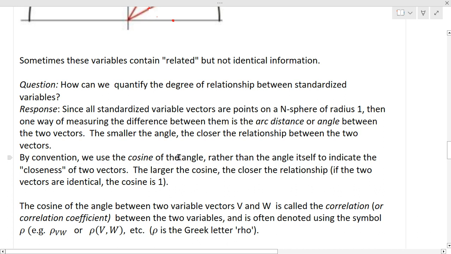Right? So by convention, we use the cosine of the angle rather than the angle itself to indicate the closeness of 2 vectors. The larger the cosine, the closer the relationship. If the two vectors are identical, the cosine is 1. Okay, so that's what I said.